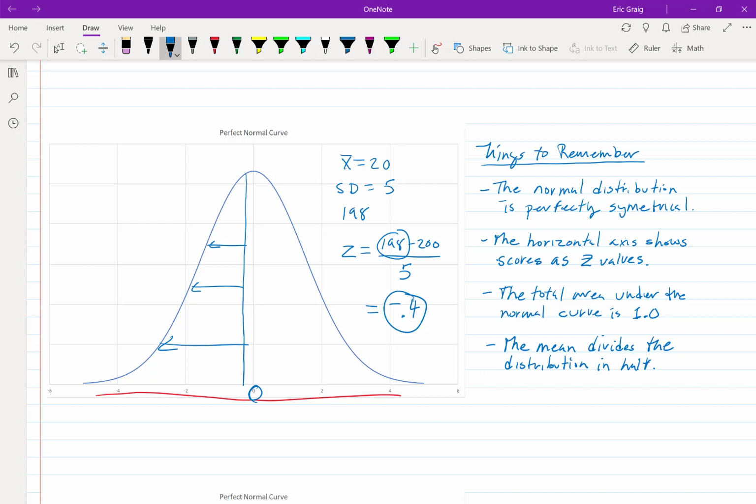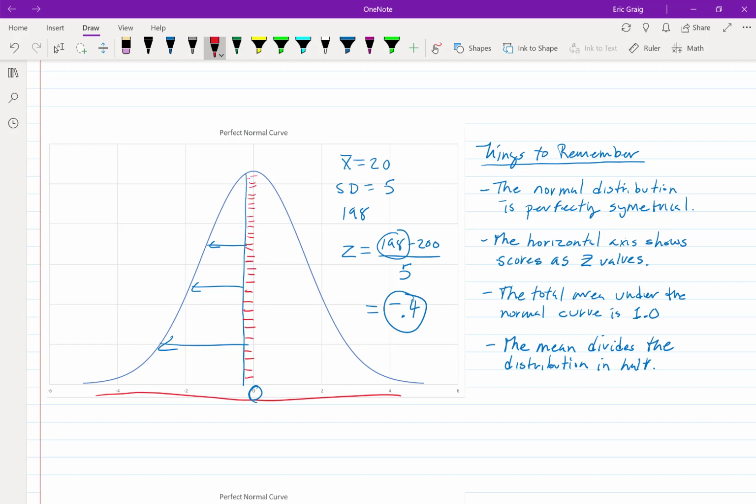If you turn to your table and look down that column of z-scores, you're going to find two things. You're going to find the area between the mean and this z-score, which I'll shade in red.